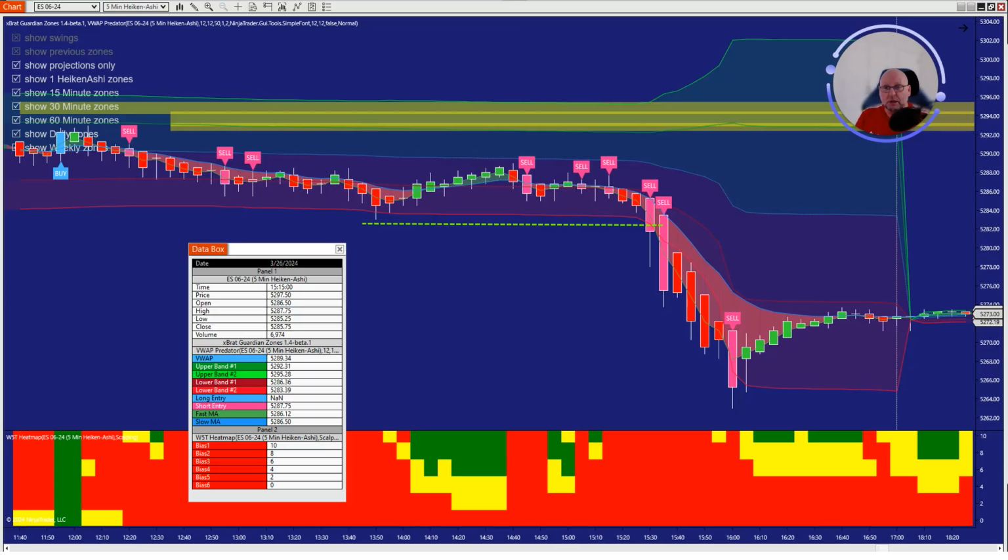So this is the same ES on March 26th. We can see here on the data box, March 26th, and we have a time of around about 15:15 on this data panel here. So in and around this area, and we're going to go through this. This is a 5-minute chart, so we can see this moving up and down within that range that we just saw on the previous chart. But this is the VWAP Predator.